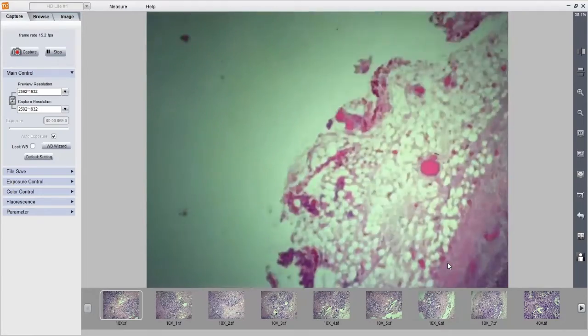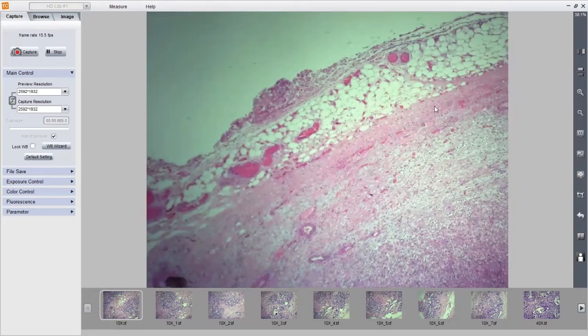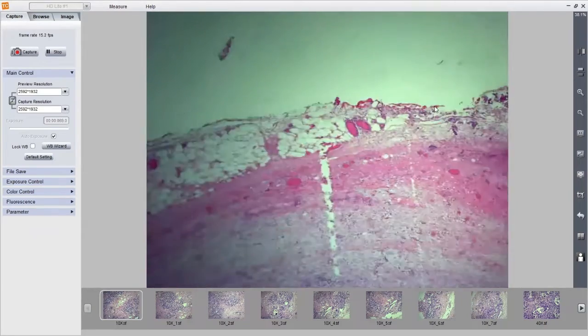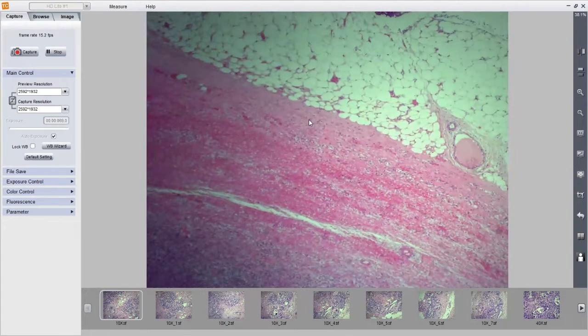So starting from the capsule. What do you think about the capsule? Yeah, I'll show you a little bit more of the capsule. This capsule is thickened. Yeah, thickened capsule.